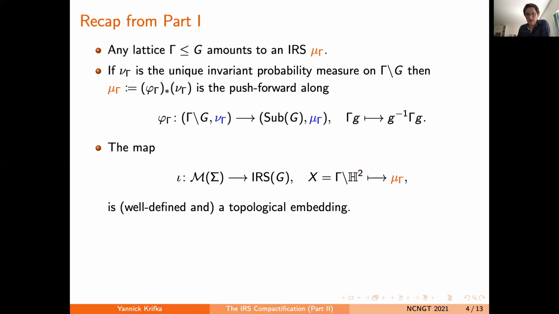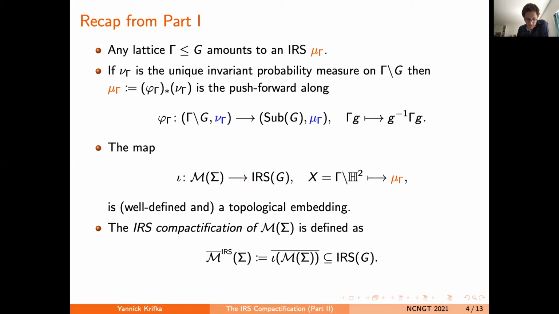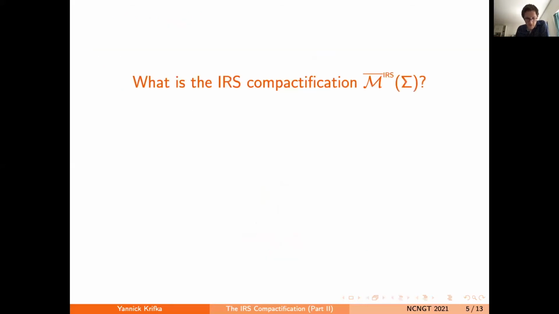And as I just said, IRS of G, the space of invariant random subgroups here, is compact. So when we take the closure of its image in here, we obtain a compact set, and that is precisely how we define the IRS compactification of the moduli space. So we put the moduli space in IRS of G and we take the closure. Okay, and at the end of the first talk, I closed with the question, what is the IRS compactification? And this is in fact what we want to answer in this talk.